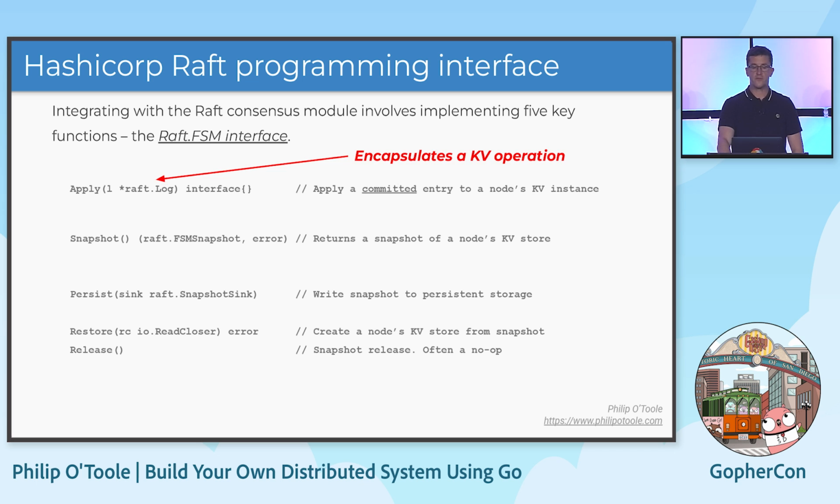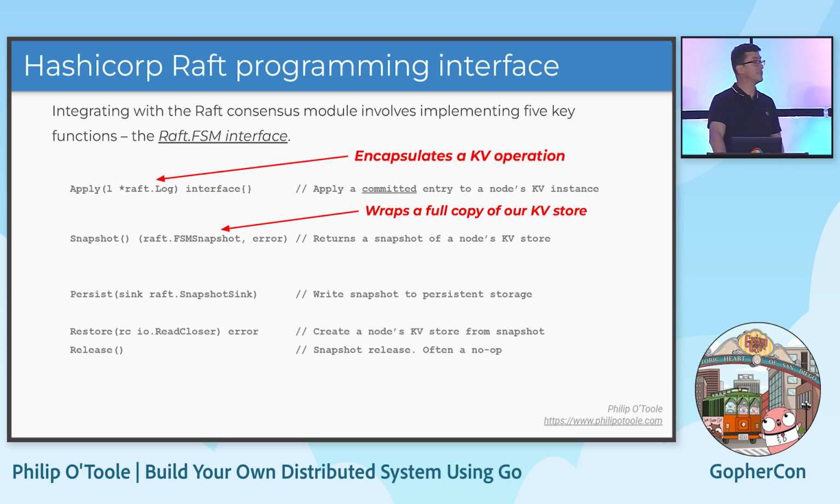The first function you have to implement is apply. We already talked about that. Since you will decide what state machine, database, file system, whatever it is, key value store, that you want to run under consensus, you decide that. So you must tell Raft how to change your system. So you implement apply. You also implement snapshot.